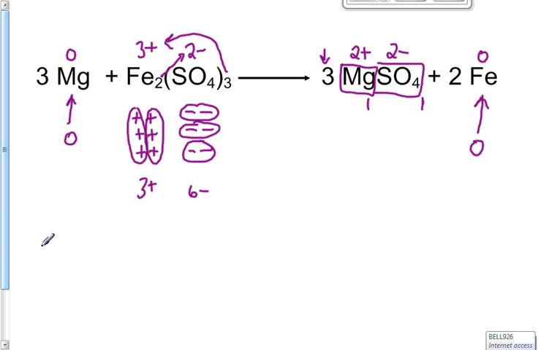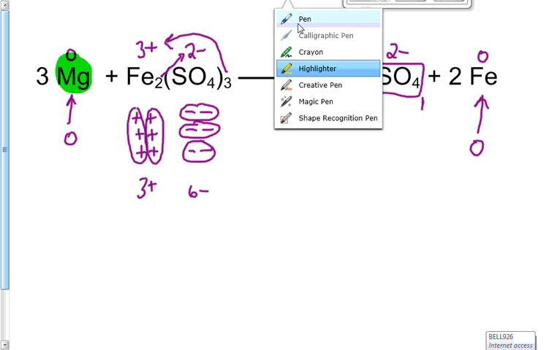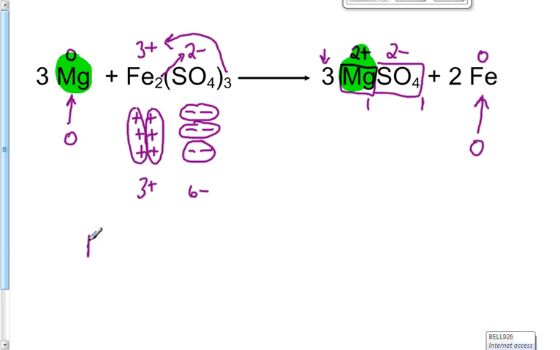So once we have the charges, we can write out our half reactions really quite easily. What we want to do is identify the particles that are changing their oxidation number or their charge. And we've got magnesium here. It's going from a 0 to a 2 plus. We can write that out. Magnesium is going from 0 to 2 plus.